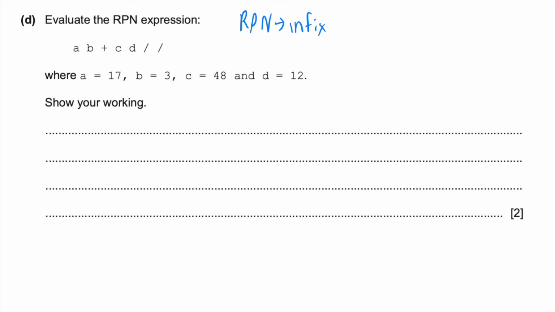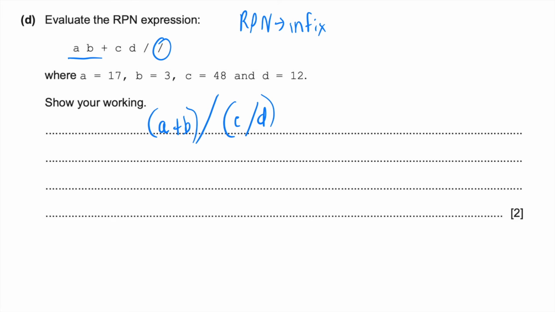So let's start with AB plus. We've got AB plus right here, and that means we're stopping at the operator and we're going to do A plus B. And then we have CD division, which means we're going to do C divided by D. And at the end, we have this division sign, and that can't really apply to anything else besides the terms A plus B and C divided by D. So we're going to do this.